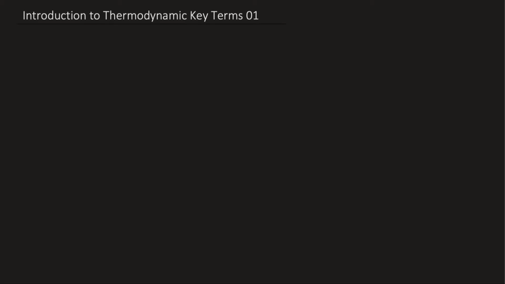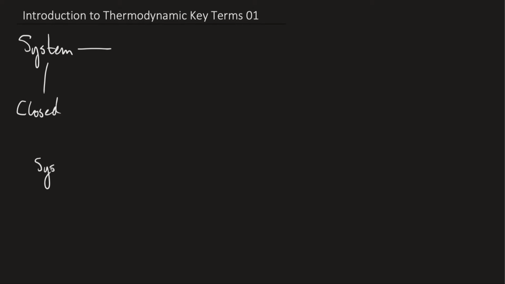Welcome to an introduction on thermodynamic key terms. We're going to start by talking about what a system is. So a system is any part of a thing that you want to kind of look into some more. There are two types of systems, and we'll start by talking about what a closed system is.